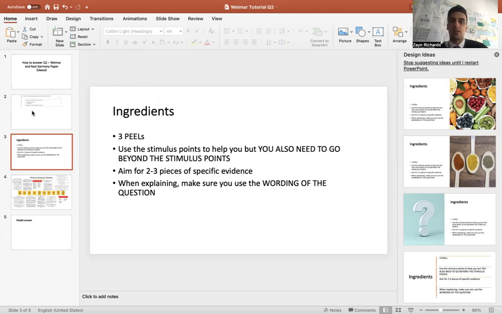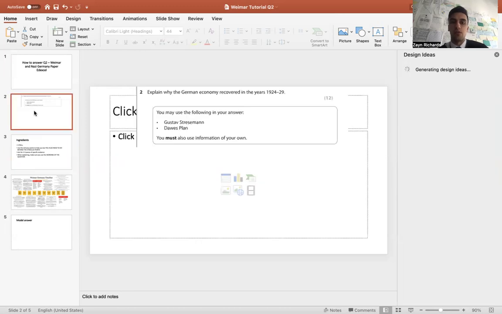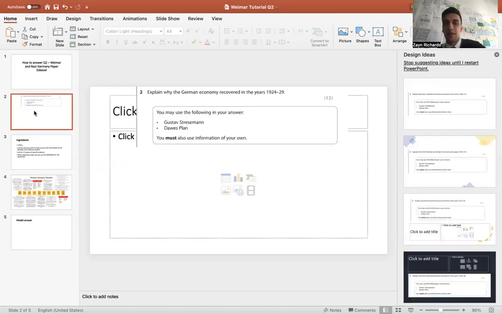I would always suggest that either your first or second paragraph, you are going beyond the stimulus point. So make sure that either in your first or second paragraph, you're doing a point which is not mentioned in the stimulus point. So when I plan this answer in a second and write it up, you'll see that my first paragraph is not going to be on either of those points, or I'll mention Stresemann a little bit, but it will be quite separate.